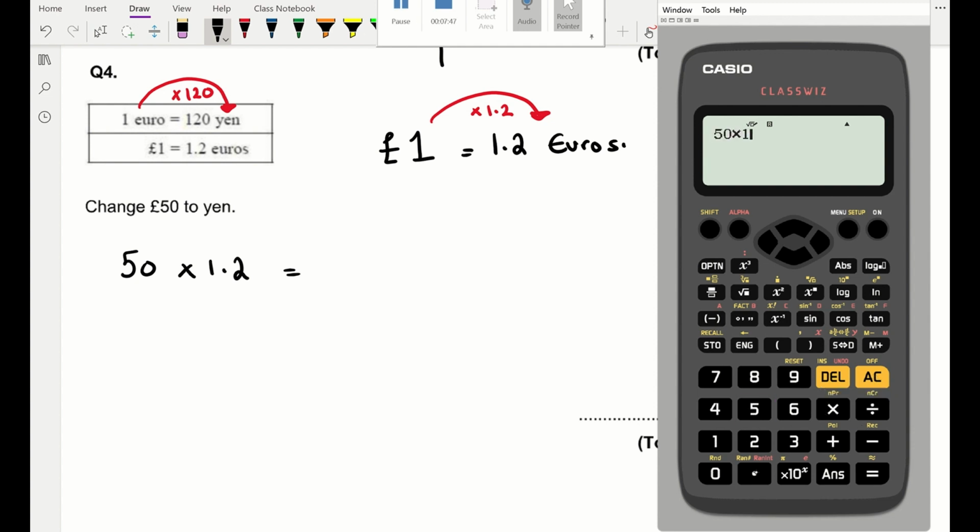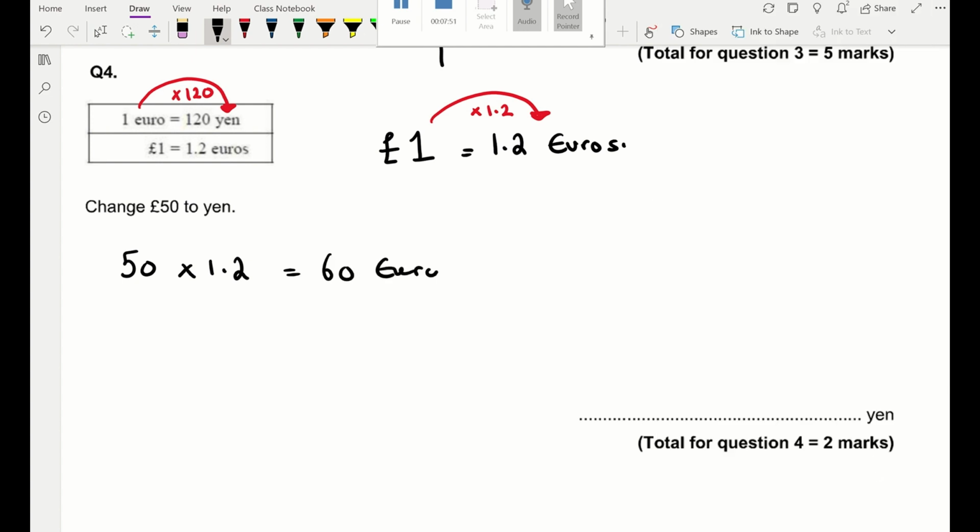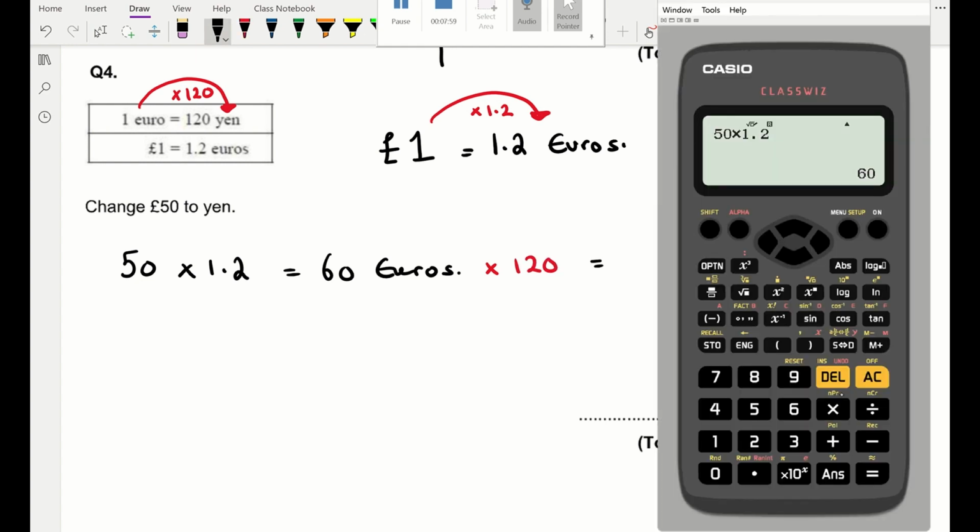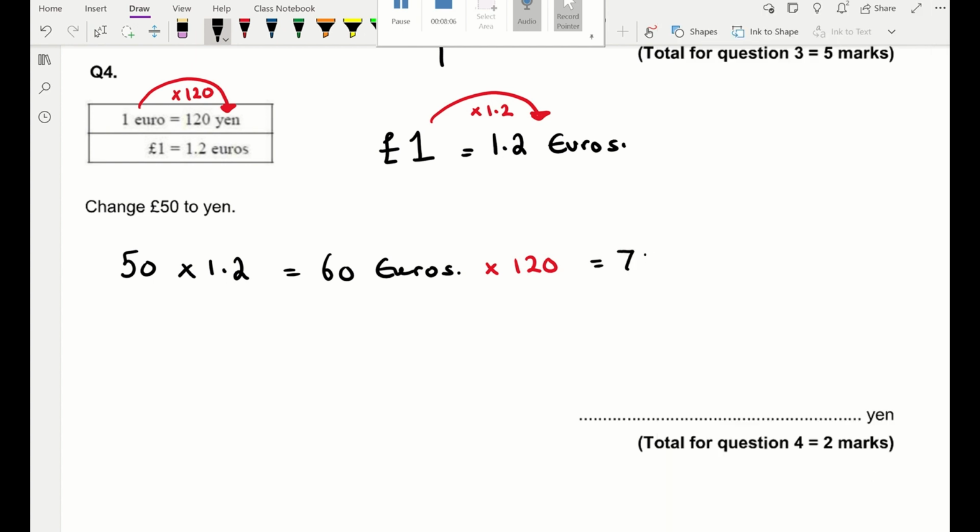50 times 1.2 is 60 euros. And then I'm going to multiply by 120 because I want to find that in yen. So times 120, so 7,200 yen.